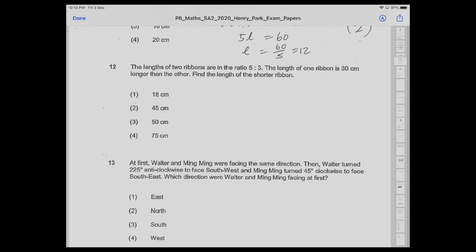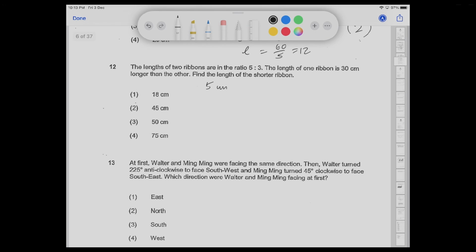The lengths of 2 ribbons are in the ratio 5:3. Length of one is 30 cm longer than the other. Find the length of the shorter ribbon. If you want, you can do the model method. That is completely feasible. What I'm going to do is a faster way. So 5 units, we know that this is the longer one, and 3 units is the shorter one. We know that the difference is 30 cm. 2 units is 30 cm. So what's the length of the shorter ribbon? That's 3 units long. So we just take 30 over 2 times 3, 45 cm. Simple. Answer is 2.